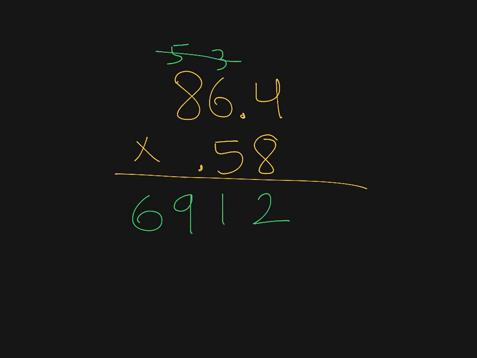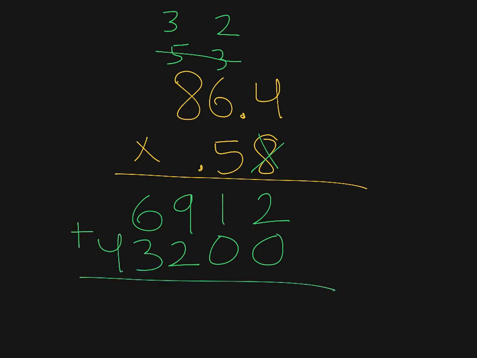You can either cross those out or erase them. This needs to be crossed out. We'll put a 0. 5 times 4 is 20. Carry the 2. 5 times 6 is 30. Add 2 makes 32. And 5 times 8 is 40. Add 3 is 43. These are our partial products.